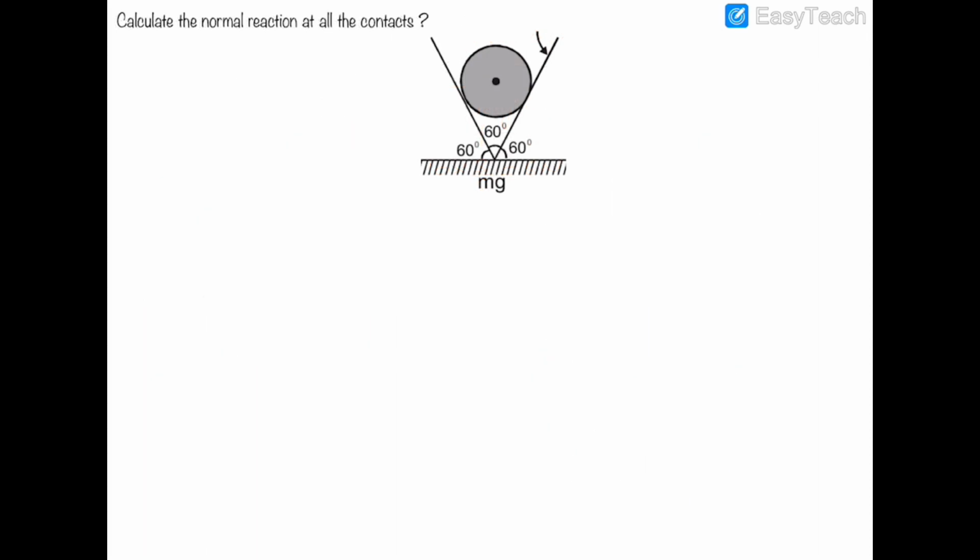Hi guys, in this question there is a ball which is resting between two inclined planes, as you can see, and we have to find out the normal reactions at these two contacts. There are two contacts. This is contact number 1 and this is 2. So if we draw the free body diagram of this situation, then mg would be acting like that. It is mg, and this normal reaction will be acting perpendicularly like that.